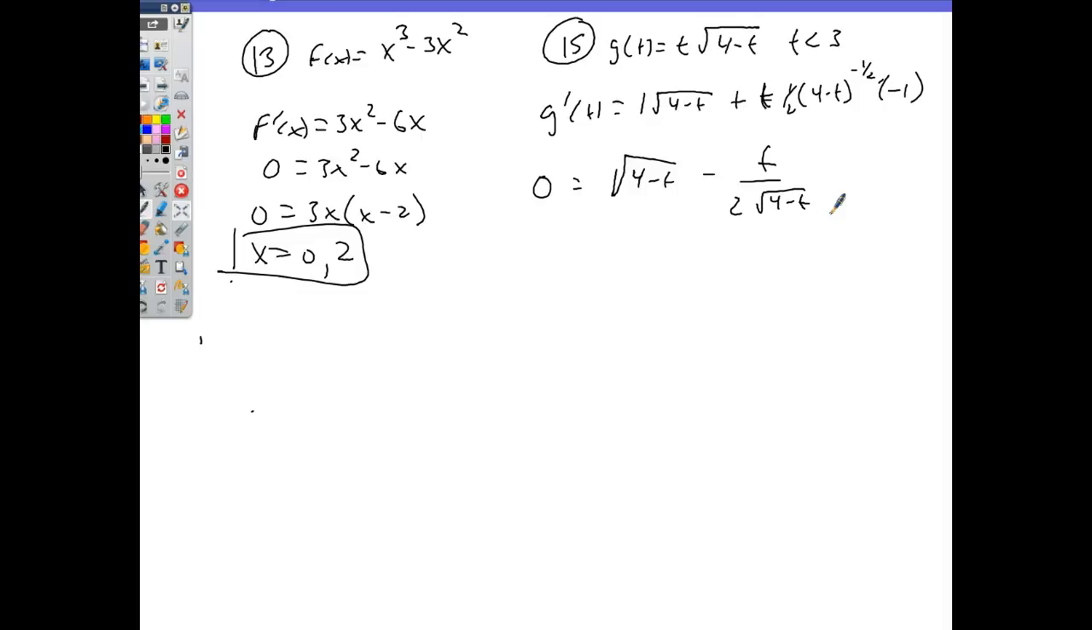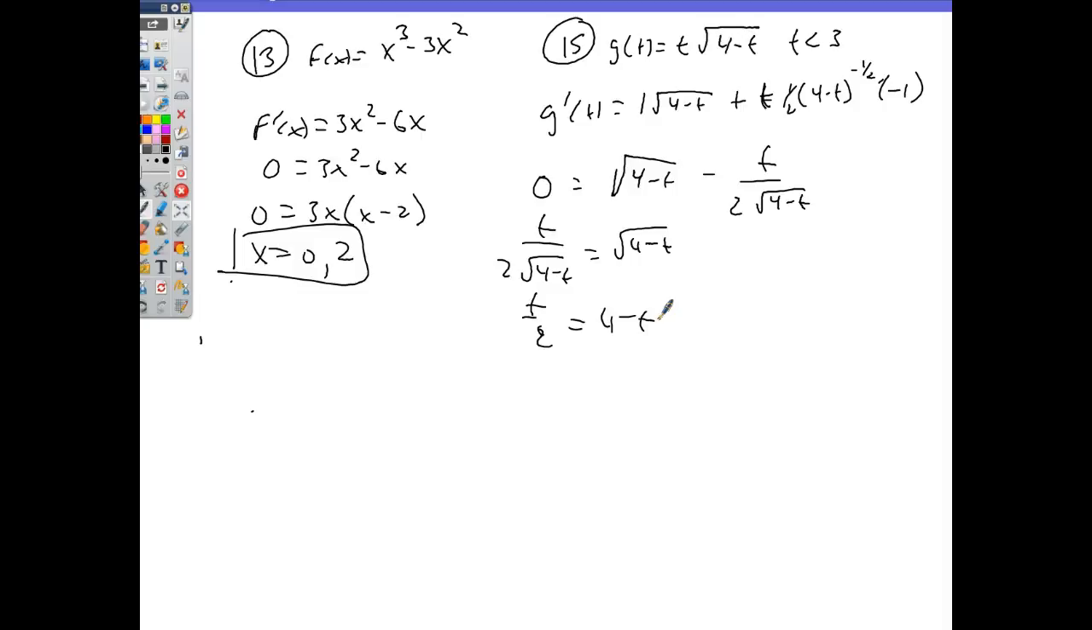Good news, I can move it to the other side. I get t over 2 square root of 4 minus t equals square root of 4 minus t. Multiply both sides by the square root of 4 minus t. I get t over 2 equals 4 minus t. Sorry, I need to go back to the second step and multiply by negative 1.